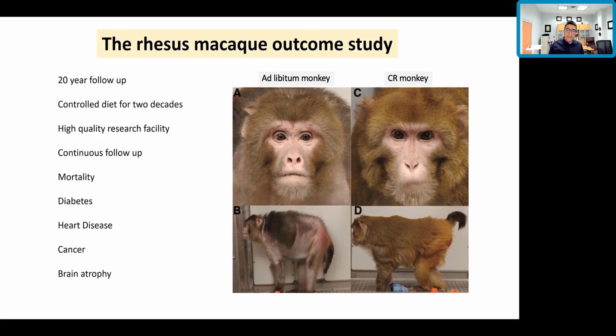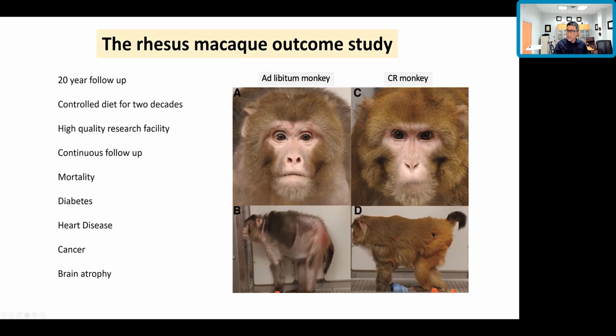Now, at the end of 20 years, this is a representative sample of a monkey that was fed ad libitum versus calorie restriction. You can clearly see that this monkey looks a lot older. You can see that this posture is that of an older person with significant degree of hair loss. This is a calorie restricted monkey. He looks younger in his face. His posture is better. The hair quality is better.